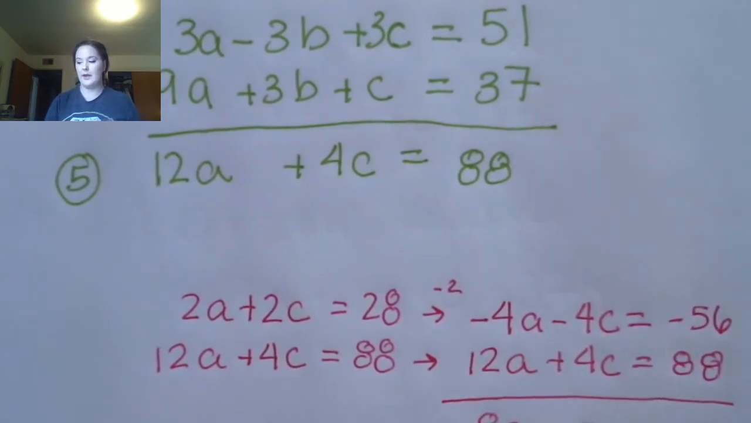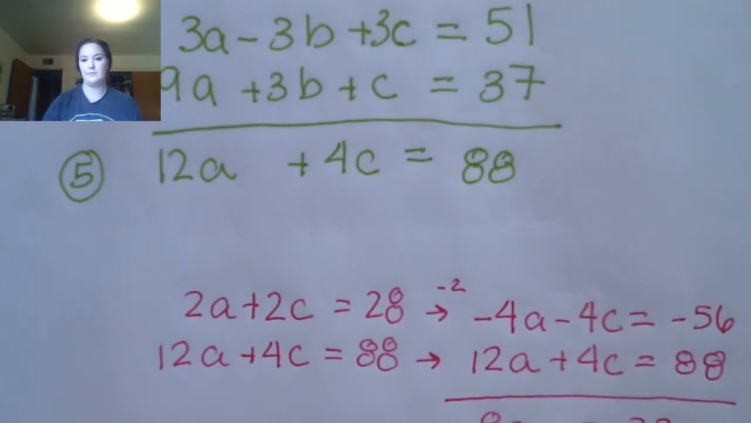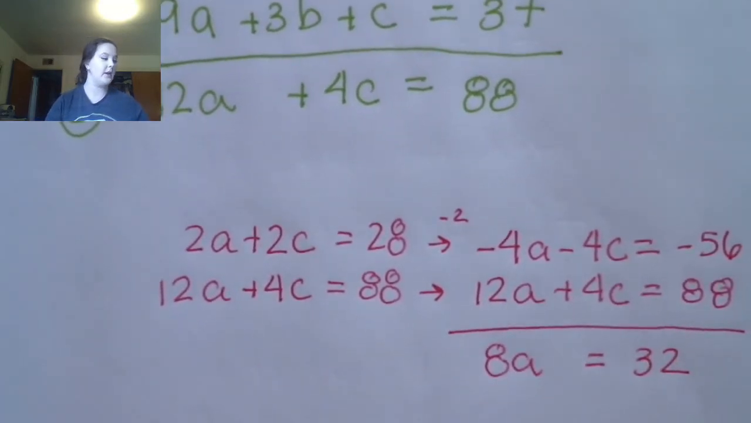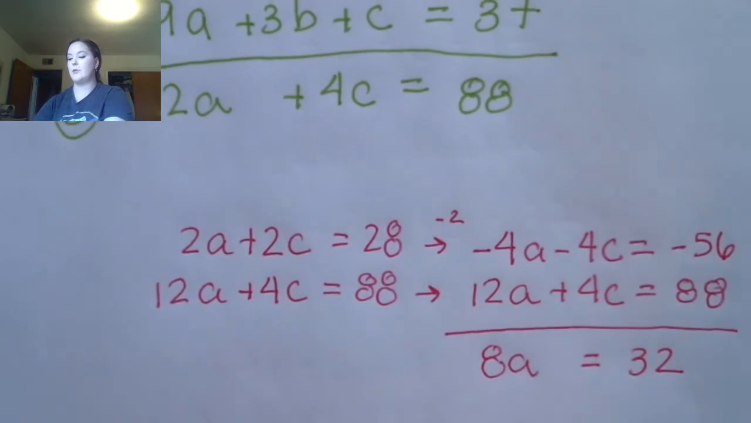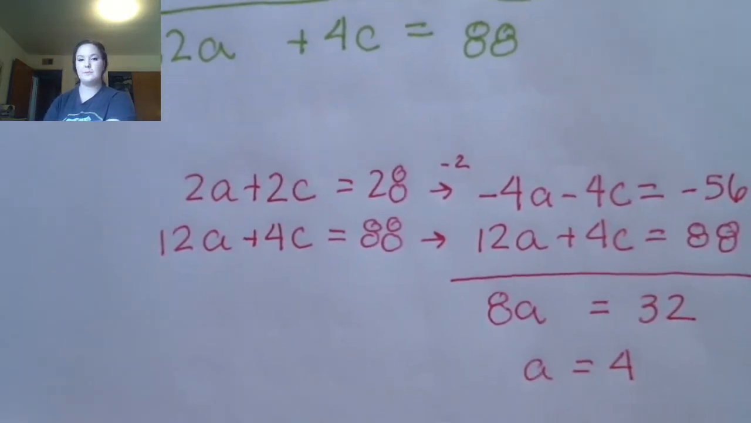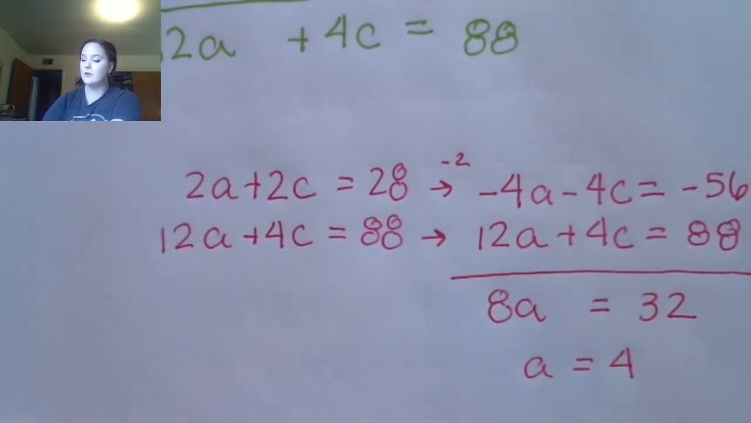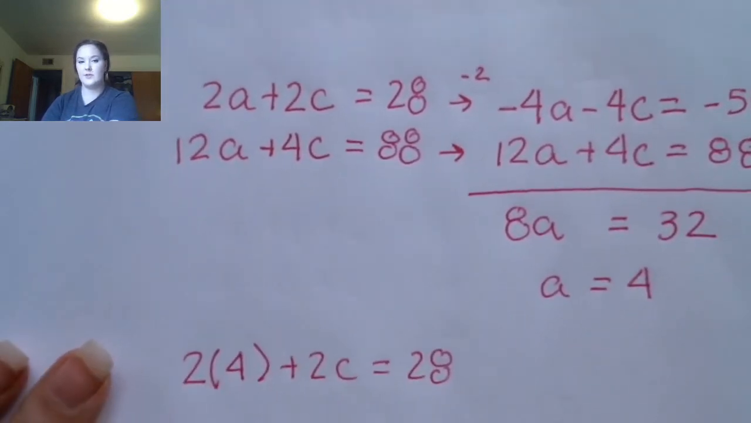Okay, and -56 plus 88 is 32. All right, so now I'm going to divide both sides by 8, and I get a equals 4. Okay, so I'm going to plug back into this equation to solve for c.